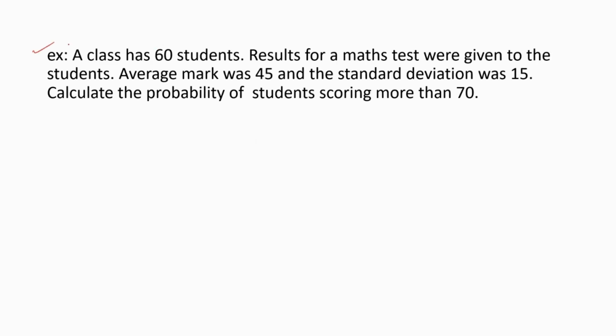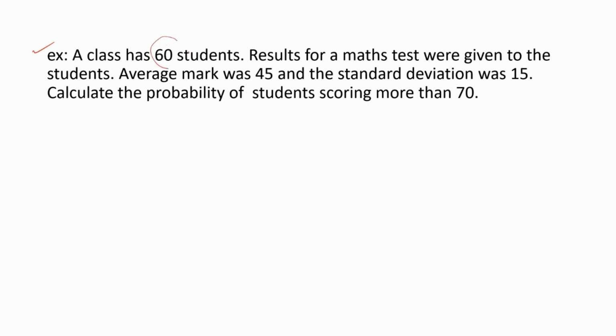Here is an example. Results for a maths test were given to the students. Average mark was 45 and the standard deviation was 15. Calculate the probability of students scoring more than 70. As I said earlier, we are going to associate probabilities using the normal distribution table.